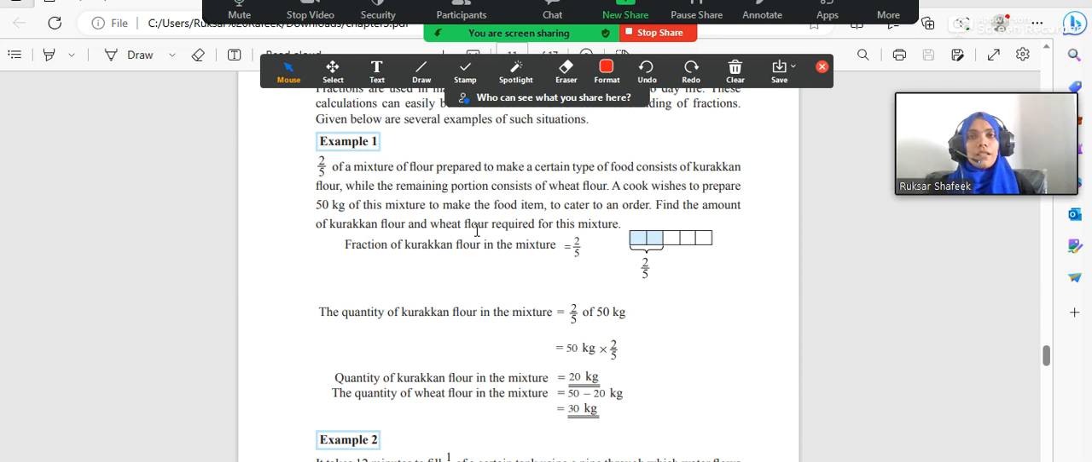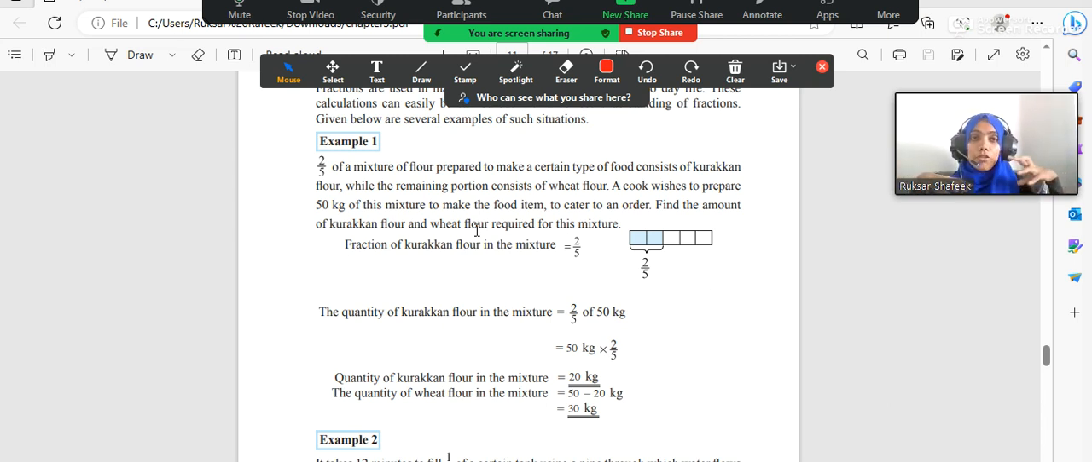If you look at this example 1, they're talking about a flour that they're preparing, which consists of Kurakang flour and wheat flour. They're going to put the two flours together. Let's read out the question. 2/5 of a mixture of flour prepared to make a certain type of food consists of Kurakang flour, while the remaining portion consists of wheat flour. So if 2/5 is Kurakang, the remaining would be 3/5. So 3/5 is wheat flour.